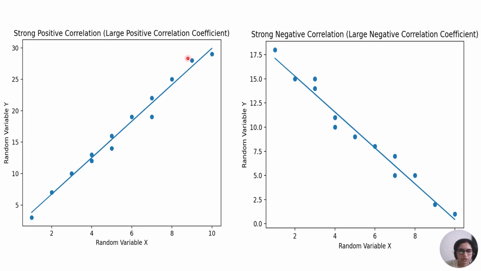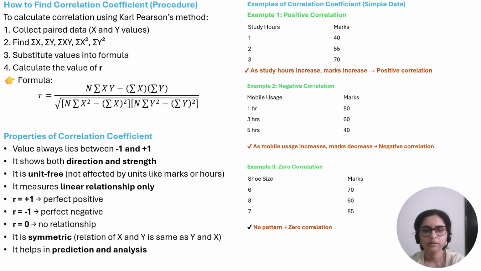So this is a strong correlation coefficient. This is the graph. This is going like this, and this is a negative correlation graph. It is going like this. So you can see the graph. And how to find the correlation coefficient? You know the correlation coefficient is R, and the formula is R is equal to, this is the formula, and some examples are given.